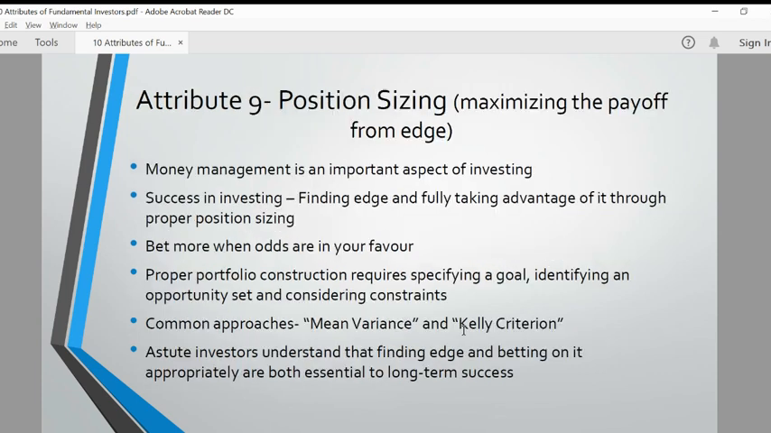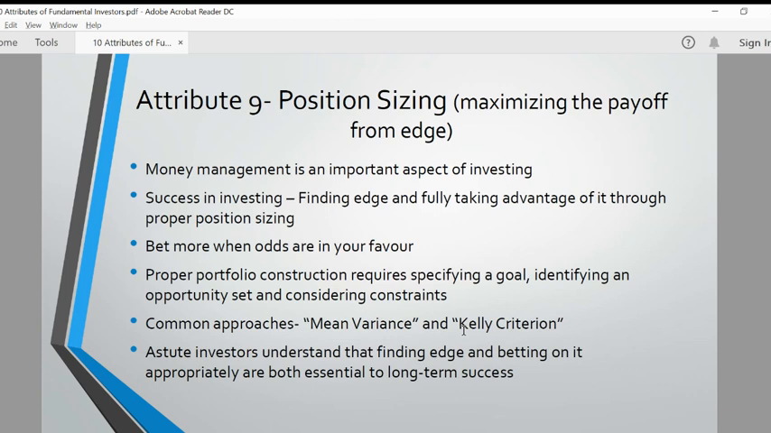Moving on to attribute number nine. This is on position sizing, maximizing the payoff from the edge. There are two things which the author says are important for sound investing. One is an edge. An edge is something like a competence, a competence to search for undervalued stocks. And the second part is money management, which involves fully taking advantage of it through proper position sizing. Essentially, this means betting more when odds are in your favor. And proper portfolio construction requires specifying a goal, identifying an opportunity set, and considering constraints.